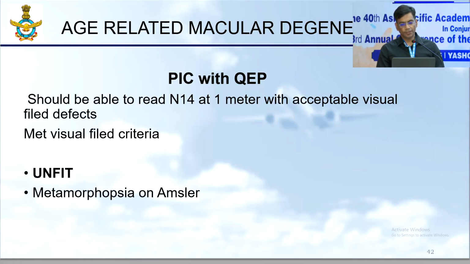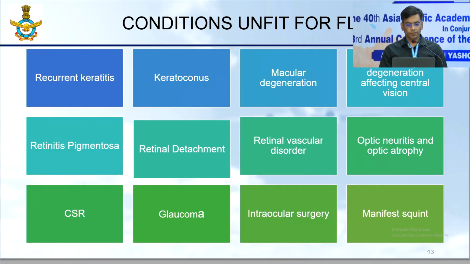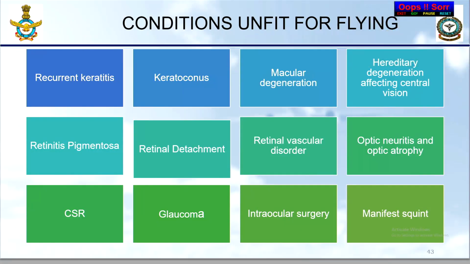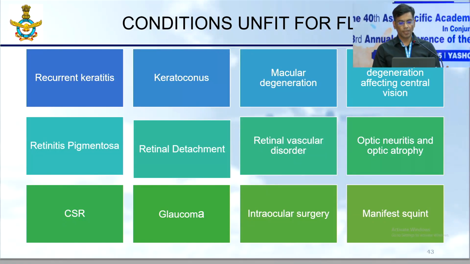Age-related medical condition: it's PIC with QOP. Should be able to read N14 at 1 meter with acceptable visual field; unfit if there is metamorphopsia on Amsler. So these are a few conditions which make an individual unfit, in fact, at the initial stage: recurrent keratitis, keratoconus, ARMD, retinal vascular disorder, intraocular surgery, glaucoma detected, juvenile POAG, CSR, and RP.